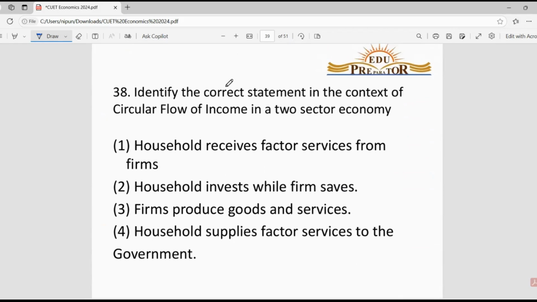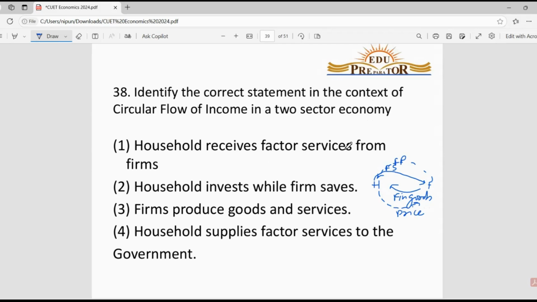38th question पर आ गए हैं. Identify the correct statement in context of circular flow in a two-sector economy. Now, what is circular flow in a two-sector economy? You know that there are households, there are firms. Households, firms को factor services provide करते हैं. Firms, households को finished goods provide करती हैं. Factor services के बदले में firms factor payments देते हैं, और हाउसहोल्ड्स प्राइस फॉर फिनिश्ड गुड्स एंड सर्विसेज पे करती हैं. Now let us see कौन सी ऑप्शन करेक्ट है.